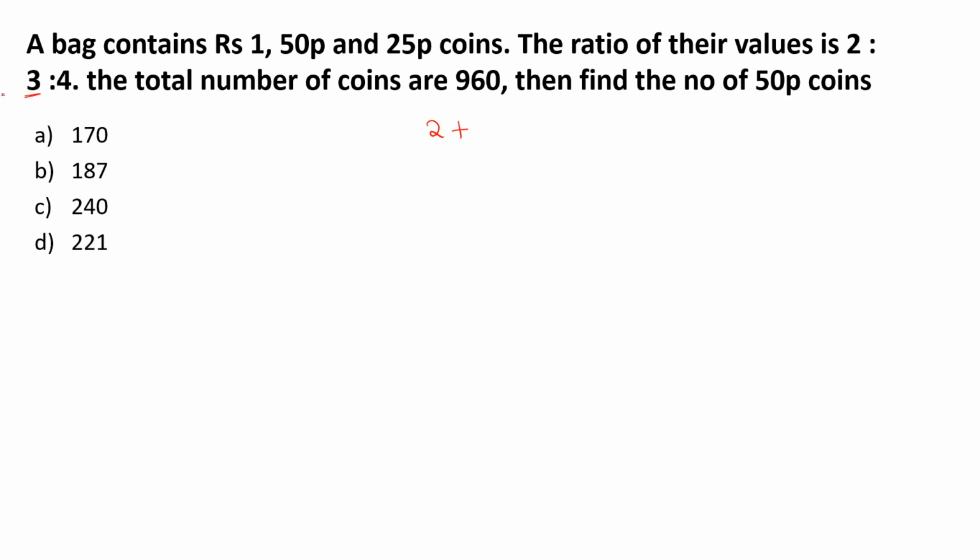Here 3 indicates the 3 rupees. To get 3 rupees, we need 50 paisa coins. The value of 50 paisa coins is 3 rupees. We assumed the value of 50 paisa coins as 3 rupees as given in the ratio itself. When we get 3 rupees in the denomination of 50 paisa, we need 6 coins.